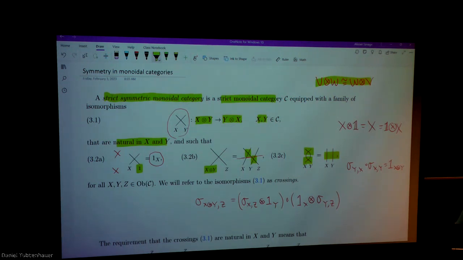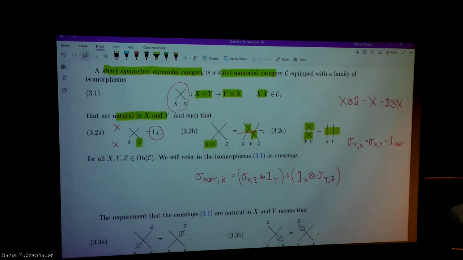Any questions on these axioms? Okay, so let me just... can you turn the mic back? That's what gives better sound. It's a bit better. Yeah.